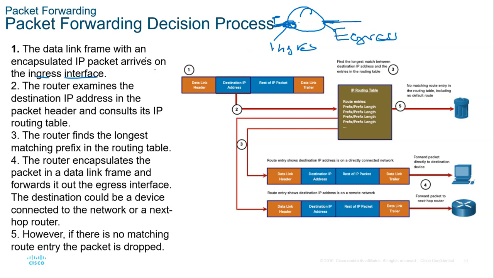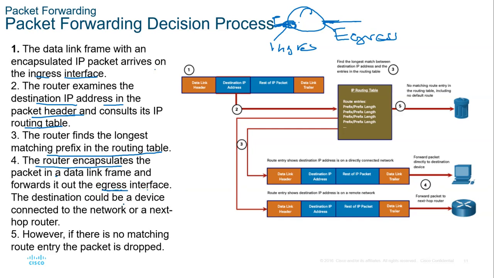once the router receives a frame, the router examines the destination IP address in the packet header, and then consults its IP routing table. I know the destination, but is the destination in my routing table? So the router finds the longest matching prefix in the routing table. Then the router encapsulates the packet in a data link frame and forwards it out the egress interface.